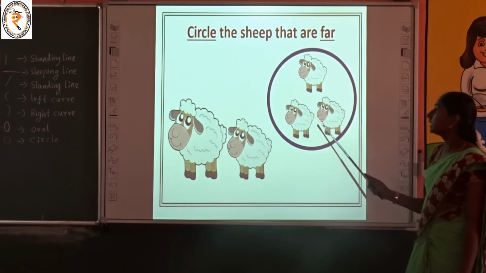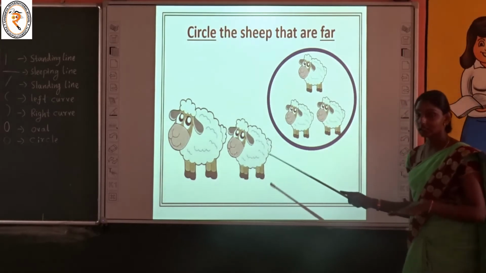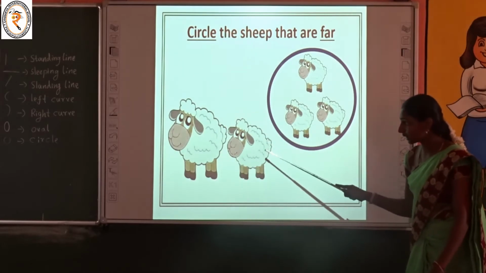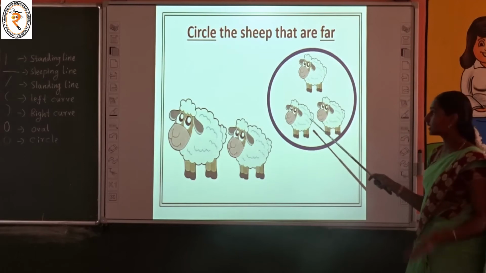Yes, these three sheep are far from us. These two sheep are near to us. This looks big because these are near. This looks small because these are far.